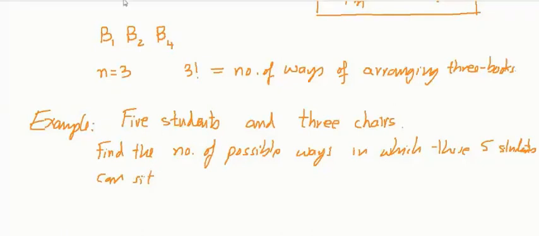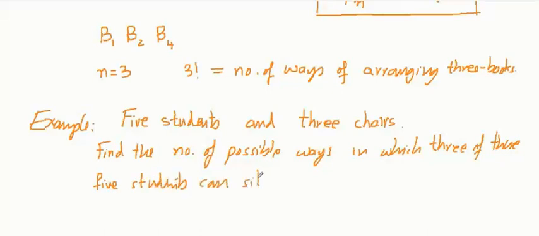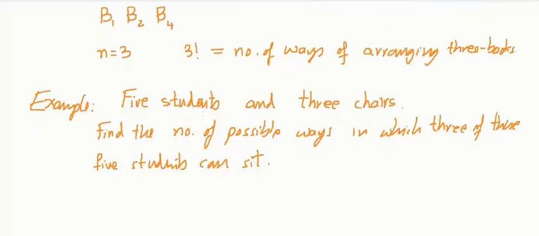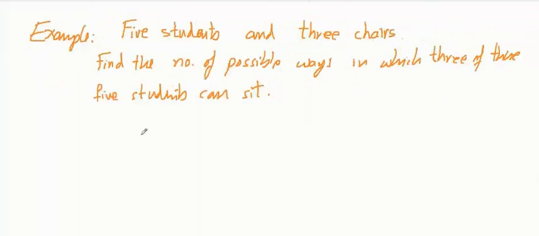Saying 5 students is logically not correct, so I will change the statement: in which 3 of these five students can sit. Okay, so can any one of you tell me what will be n and what will be r?